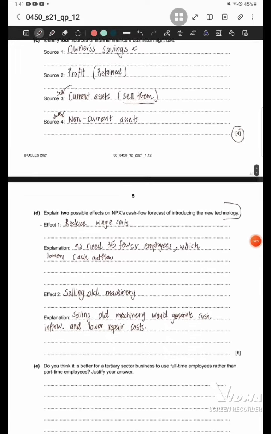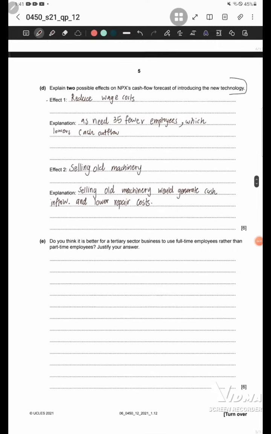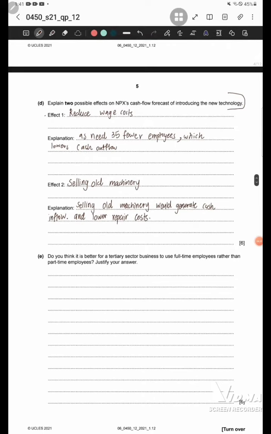So that is it for part D. Now for our last part, E. Do you think it is better for a tertiary sector business to use full-time employees rather than part-time employees? Justify your answer. So I think you could go with either. Doesn't matter, but for me I'm going to choose full-time.